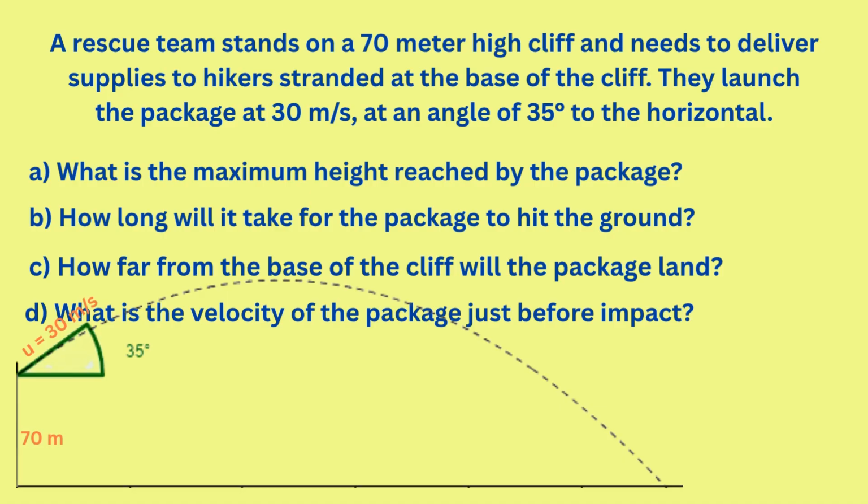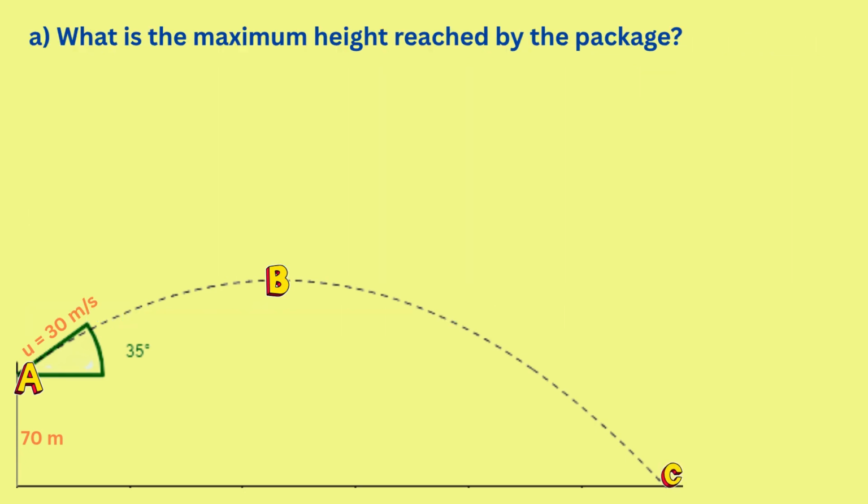Let's label the point from which the package was launched A. The maximum point reached by the package will be labeled as B, and the point at the bottom where the package landed will be called C. To calculate the maximum height, we'll use the formula that we derived in the first video of this playlist. The link is in the description.